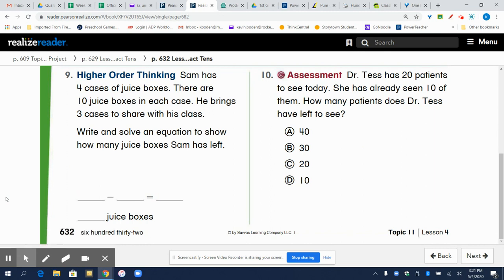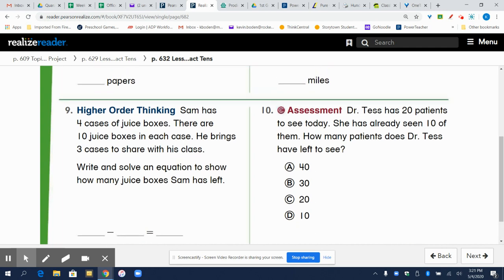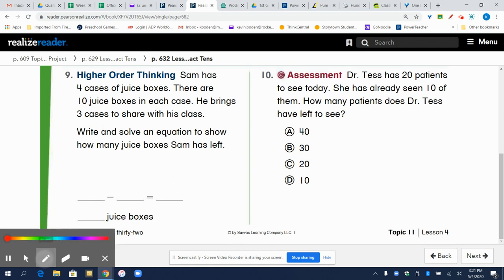All right, we made it to the last question that we're going to do together today, and it's a higher order thinking one, so we got to think like a second grader. Sam has 4 cases of juice boxes. Okay, he has 4. They didn't tell us how many in there yet. There are 10 juice boxes in each case. Oh, that should be pretty easy for us. He has 4 cases of juice boxes. Oops, I didn't put my drawing tool on yet. 1, 2, 3, 4 juice box cases. And there's 10 in each one, so how many juice boxes does he have in all?